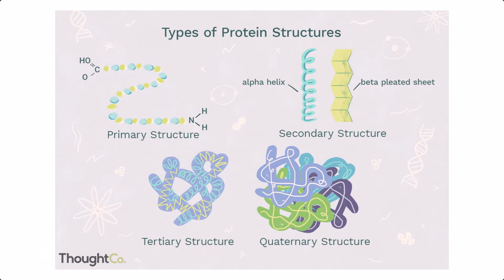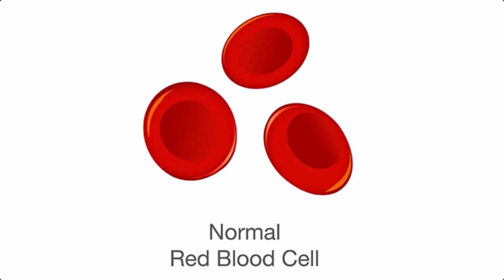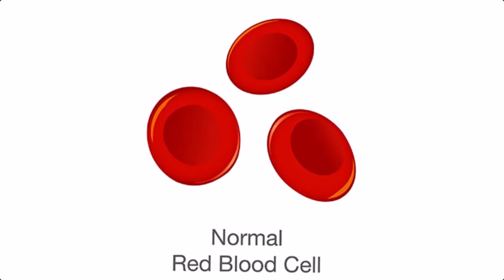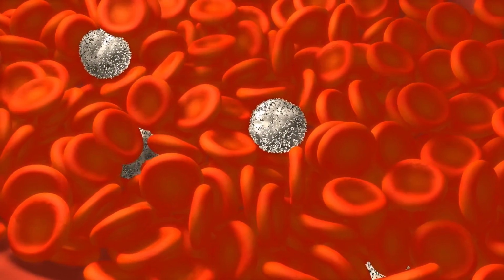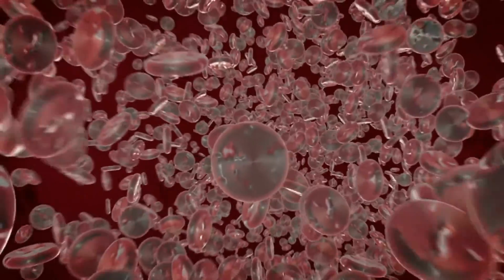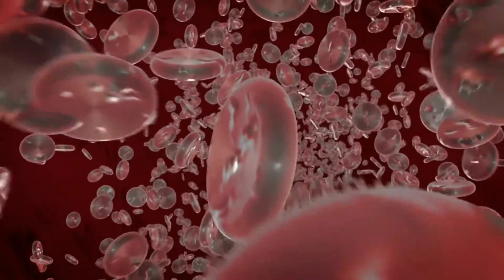A functional protein is one or more polypeptide chains precisely twisted, folded, and coiled into a molecule of a unique shape. For example, red blood cells of humans are normally disc-shaped. Each cell contains millions of molecules of the protein hemoglobin. Hemoglobin transports oxygen from the lungs to all of the cells of the body.